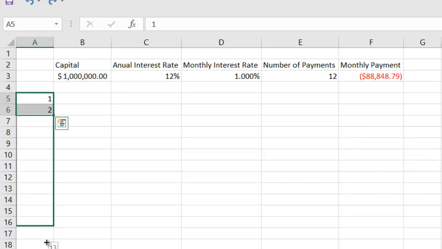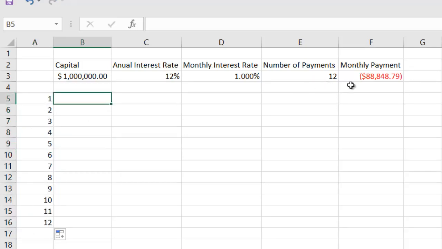Okay, we're going to handle this up to 12 because we want to make 12 payments, of course. And of course, our monthly payment is going to be this.